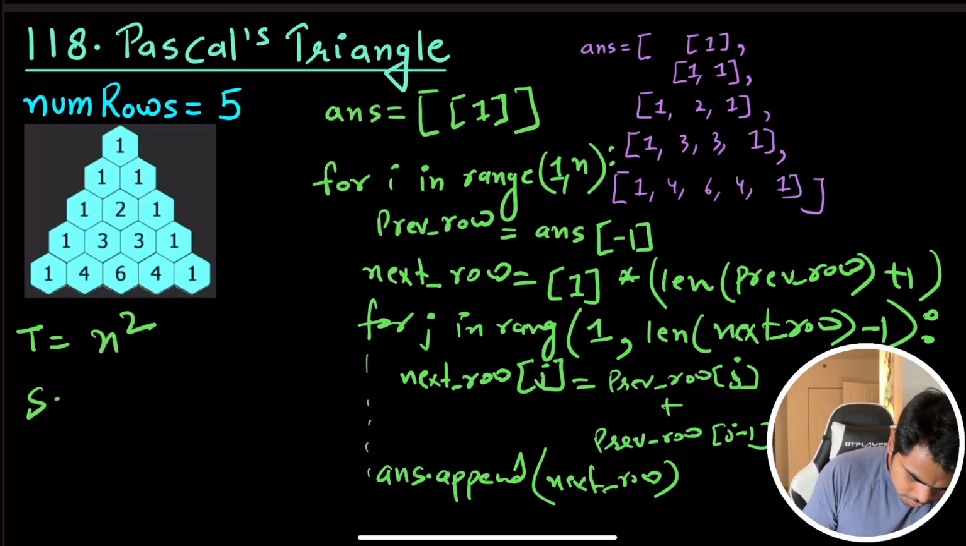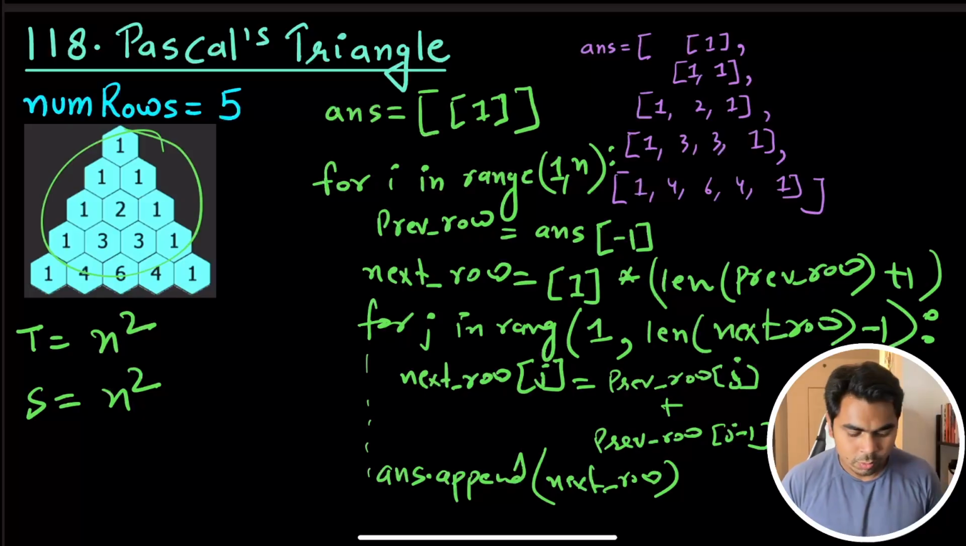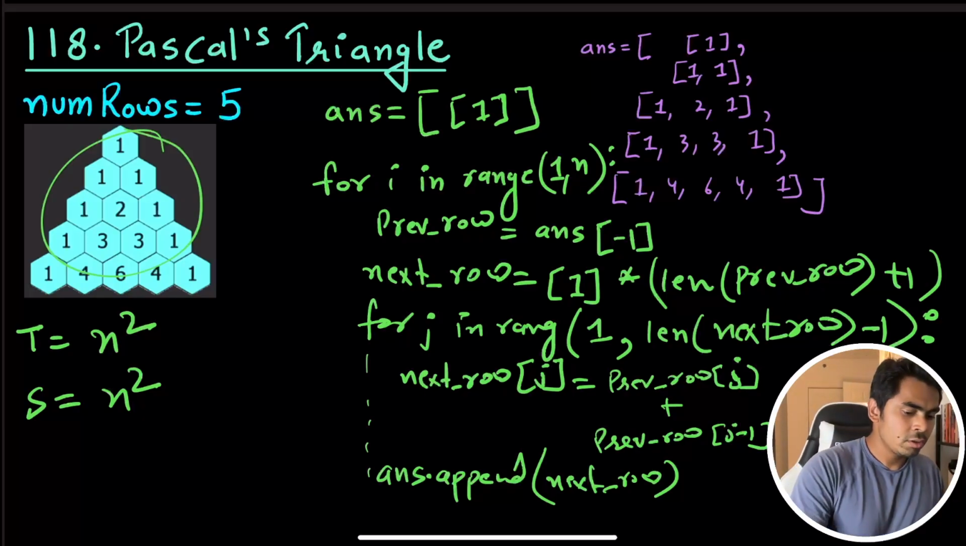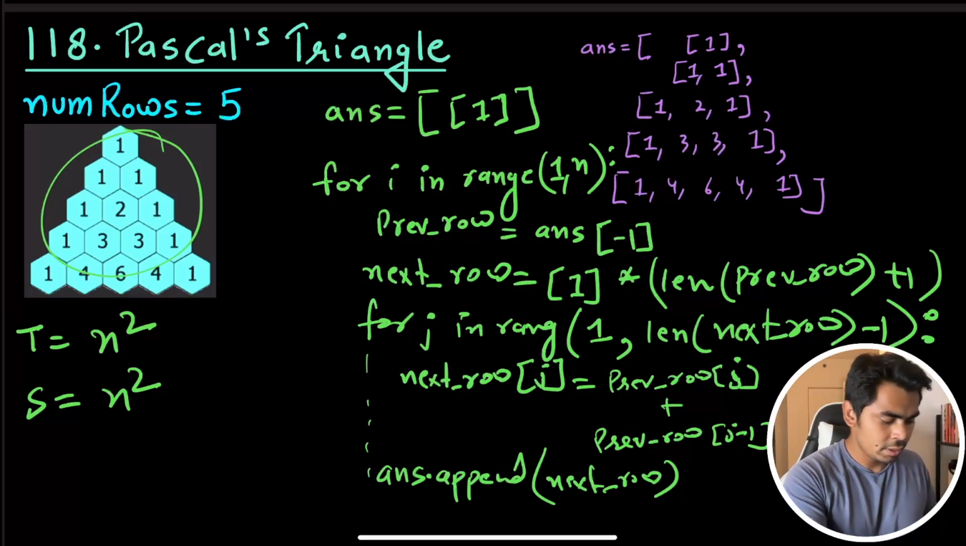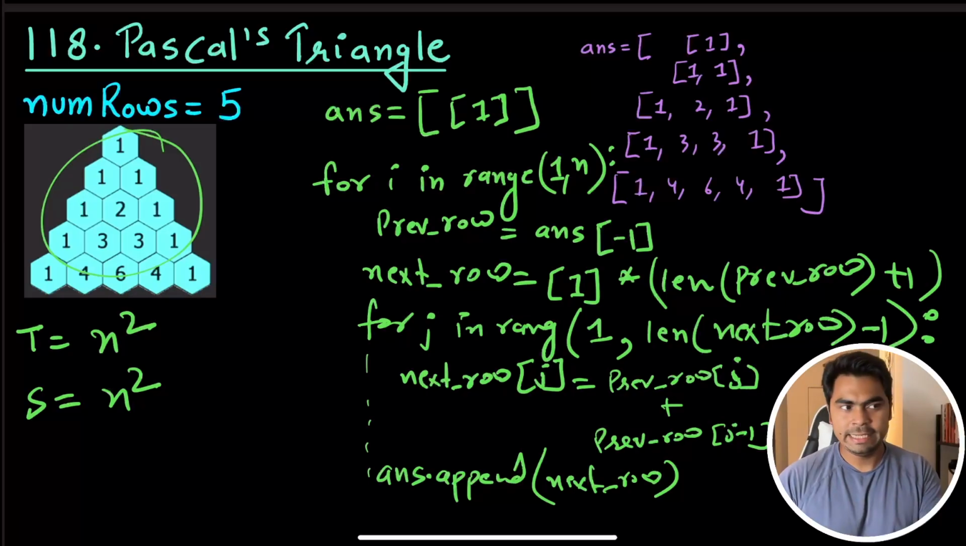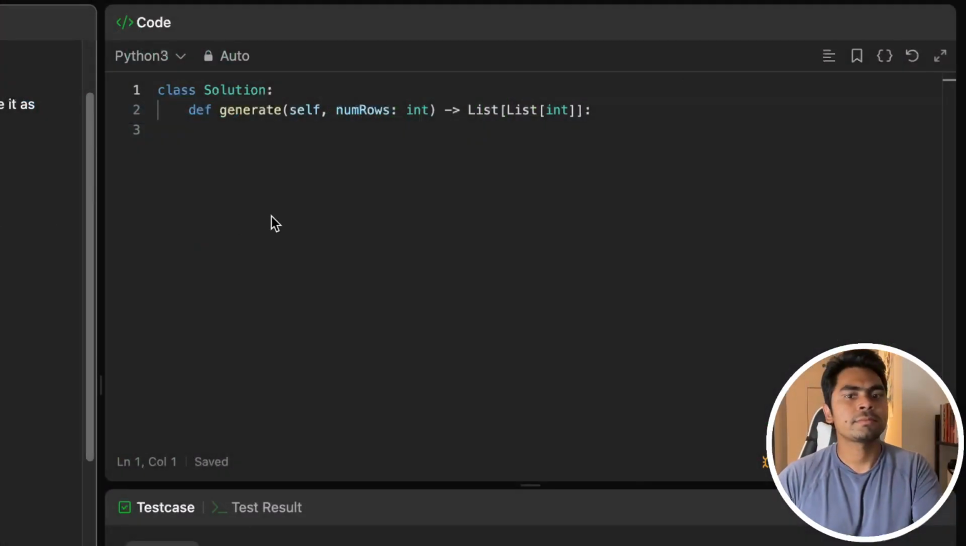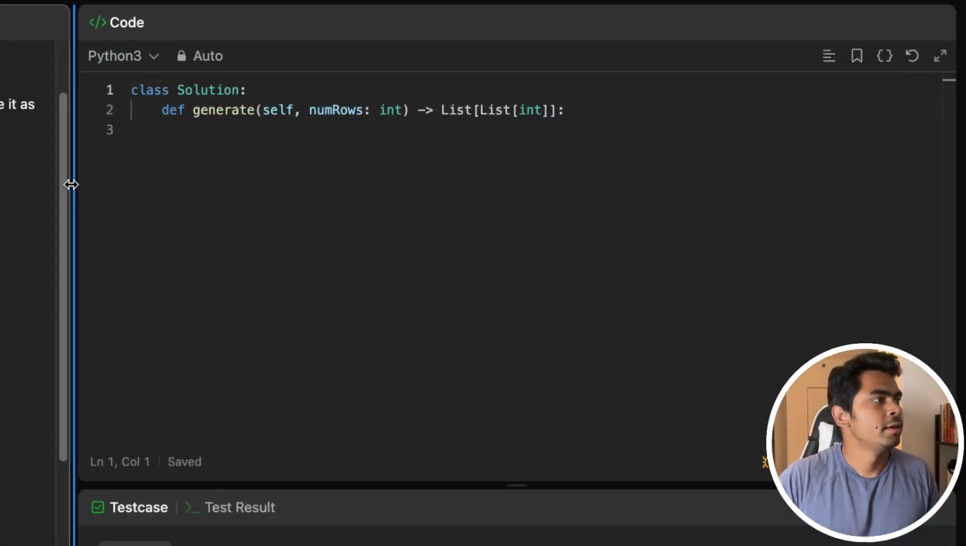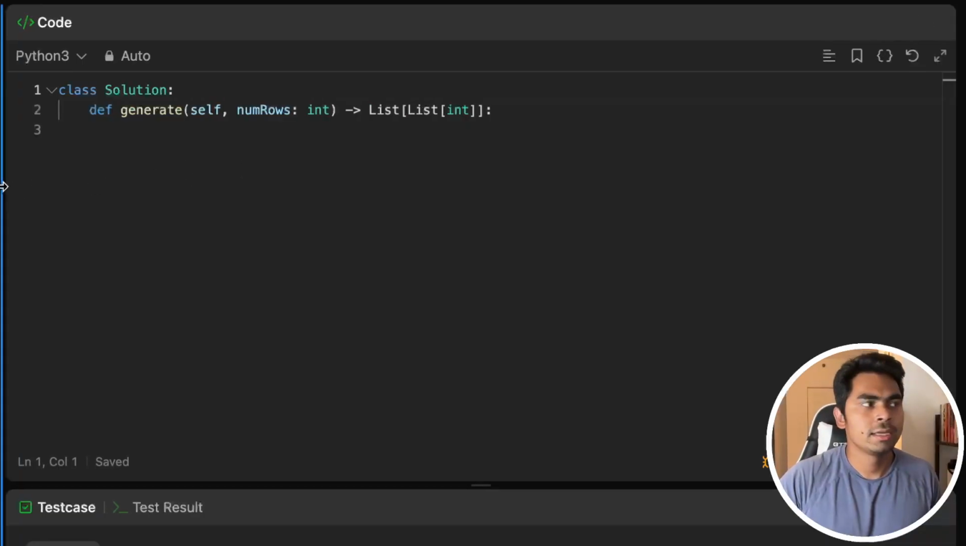And then space complexity is also going to be n square, because we are storing it into this 2D array of size n into n. All right, so let's implement this solution. Really straightforward. You will be surprised how easy it was to write. I'm just kidding. All the problems are easy.